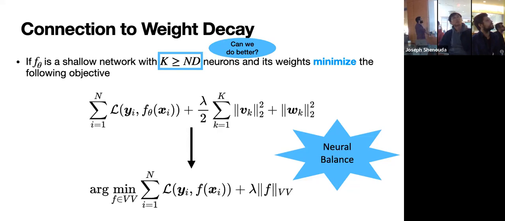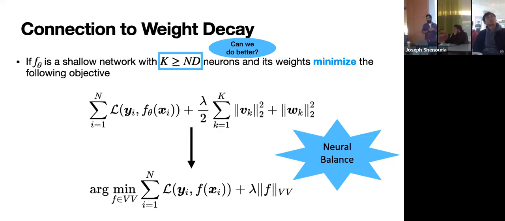No one's training with that number of neurons. And so the question is, can we do better? Is this really the reality of how many neurons we need? And that's what the second half of the talk will be about. So I'll go on to that.